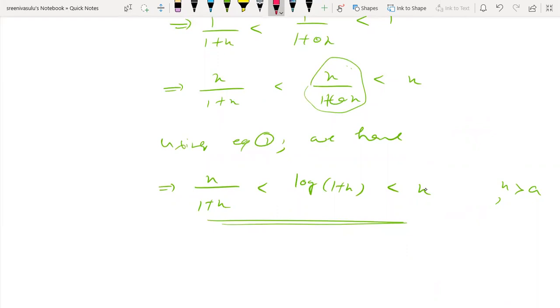Where x is greater than a, because we always choose values lying between a comma b. That means we choose x in between a comma b. That's why x is greater than a. Hence the problem is proved. So I stop this video about Lagrange's mean value theorem.